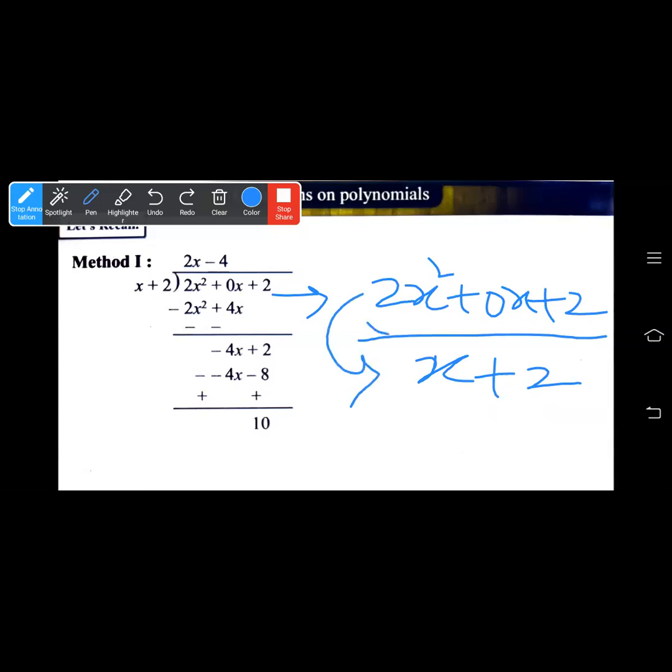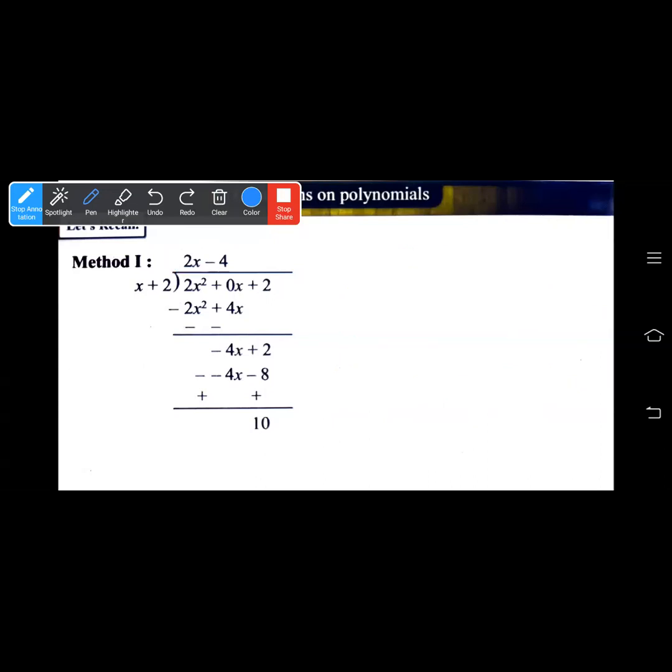So first of all, we will divide the first term by its first term. After dividing, what will we get? Dividing 2x square by x, you will get 2x. That 2x will be your quotient, and should be written at the place of quotient. Dividing the first term by the first term, what do we get? 2x. That 2x should be written over here.